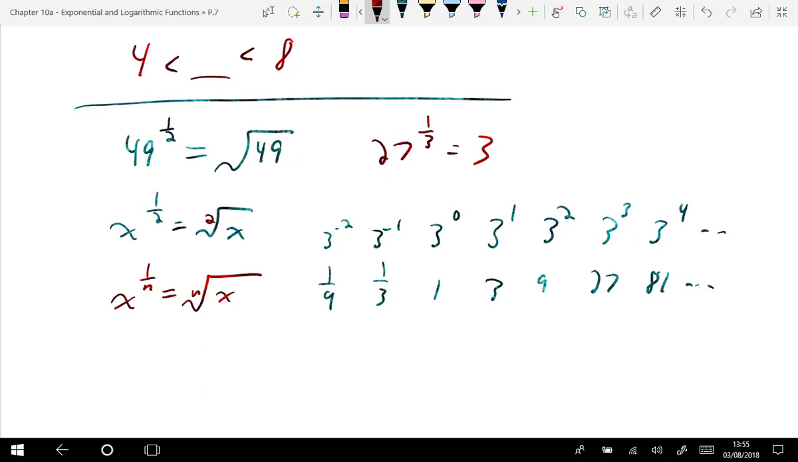How 1, which is 3 to the 0, and then you have numbers greater than 1, which is where we raise 3 to powers that make it bigger, and then numbers between negative infinity and 0, numbers that make this really, really, really small.